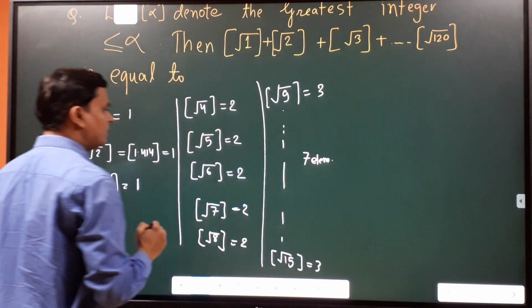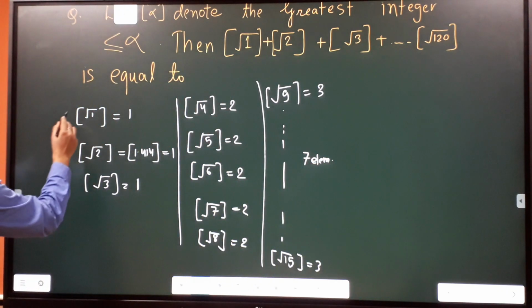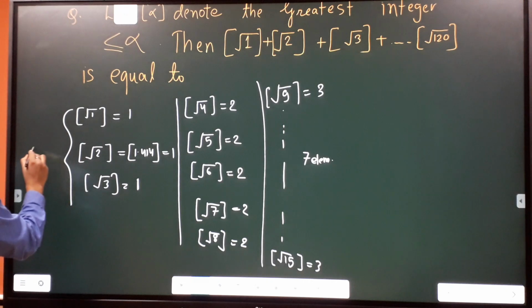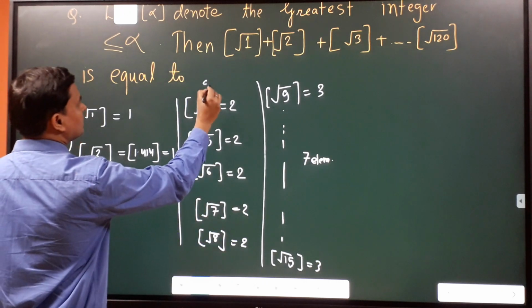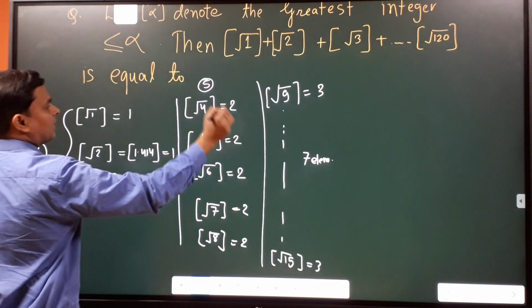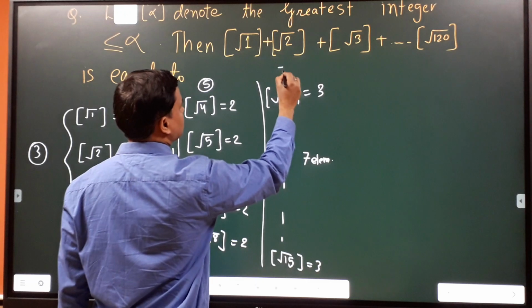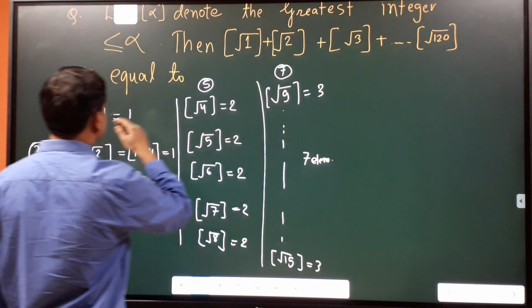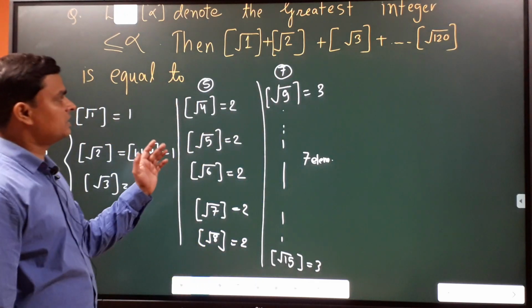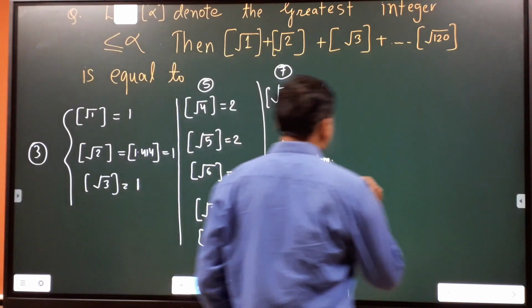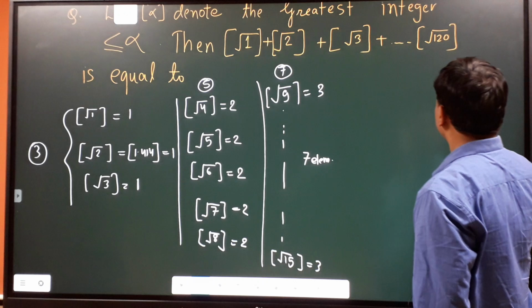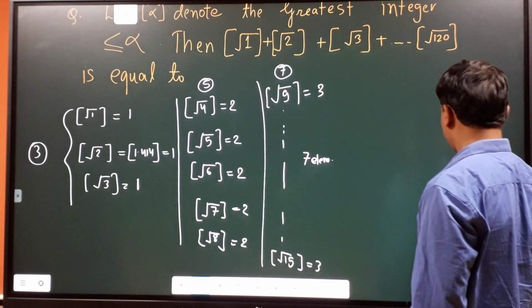Now see, can we identify a pattern? Here there are 3 elements. How many elements are there? 3. Here how many elements are there? 1, 2, 3, 4, 5. That means 5 elements are there. Here how many elements are there? 7 elements are there. So we can clearly see that every time the number is getting increased by 2. Okay. So what will be the number of elements when it will be the root under 120?